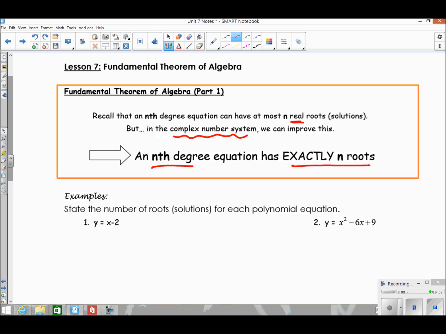So if you look at this example, it says state the number of roots or solutions for each polynomial equation. So you look at the degree. The degree of this first one is a degree 1 because the highest exponent is 1. So that means there's going to be one solution to this equation. If you set it equal to 0 and solve, you'll find that you'll get one solution, which would be x equals 2 in this case. If you go to number 2, the number of solutions, well, you look at the highest exponent, which is the degree of the polynomial, and that means you would get 2 solutions.